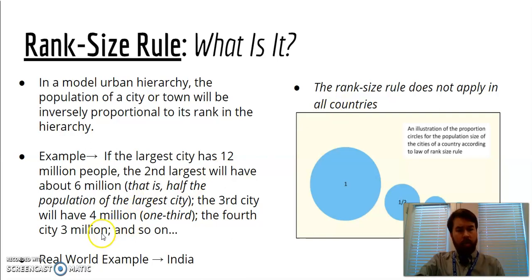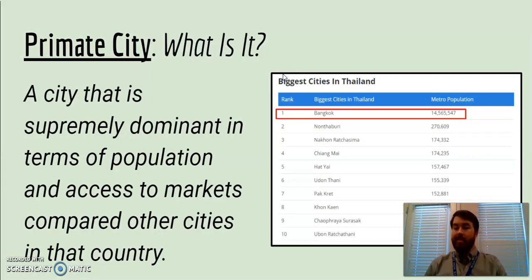A real-world example of the rank size rule in action would be India. And I apologize for my webcam cutting this off, but you'll see number 1, the biggest circle, that would represent the biggest city. Then you have about half of that. Here's the second city, the third, and then behind the webcam is the fourth and fifth. So not all countries follow the rank size rule, but you'll notice if you study world populations that some countries very much so do.